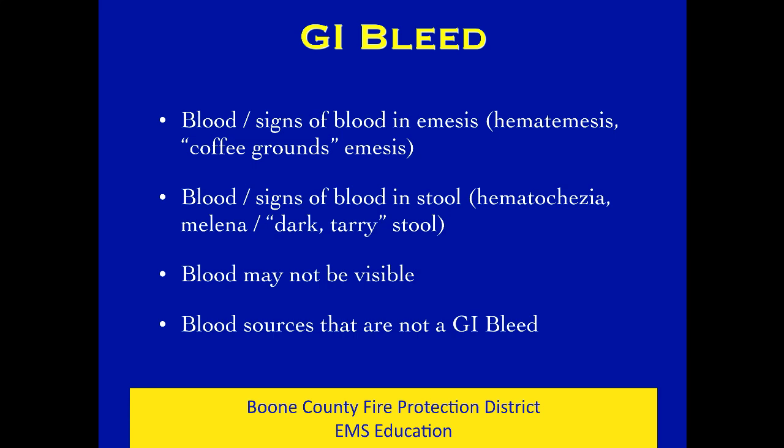And that's with emesis, that's with what they're vomiting. What does it look like in their bowel movement? So you can have frank, obvious blood in the bowel movement, and that's called hematochezia.